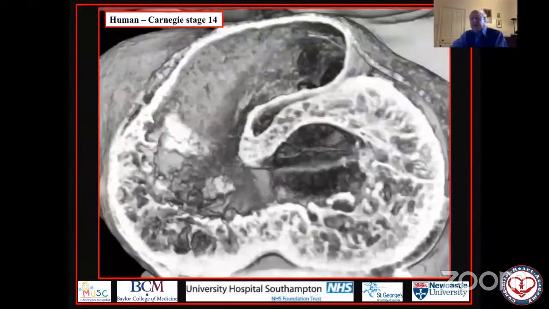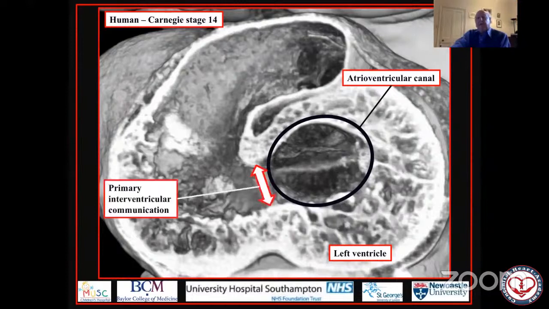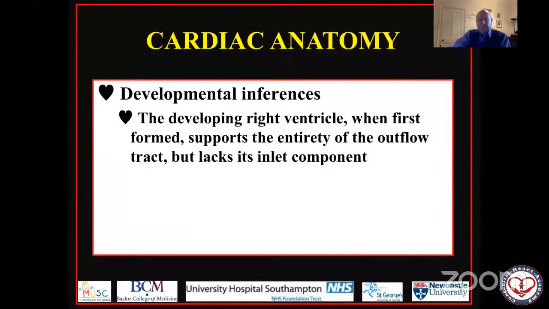So let's look at that again. I've shown you this picture before. It's an episcopic data set, and you can clearly see the atrioventricular canal supported by the developing apical part of the left ventricle, and then all the blood entering the left ventricle has to pass through the primary interventricular communication. It enters the developing right ventricle, forming from the outlet part of the ventricular loop, and as you've seen, it supports the entirety of the outflow tract.